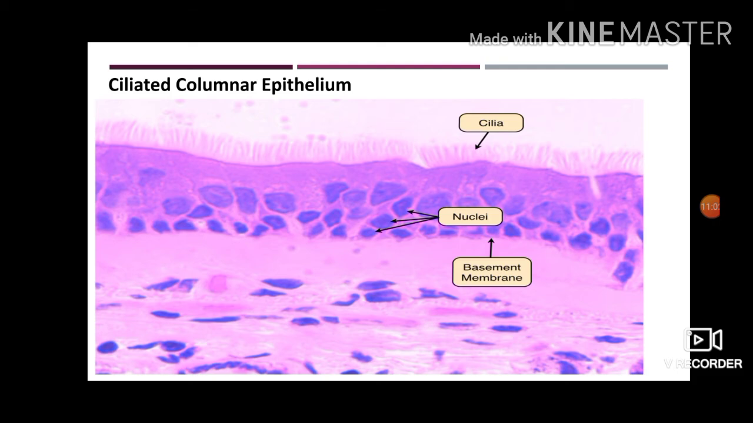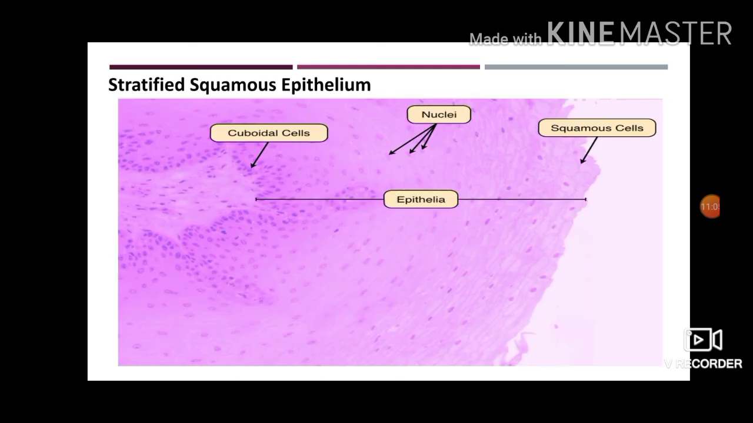Getting? Okay, now moving to our next slide, that is stratified squamous epithelium. Previously we learned about the simple squamous epithelium, right? That has only one kind of cells. The cells are very flat, and the main function of those cells is diffusion and secretion, right? Now this tissue is called stratified squamous epithelium. Stratified means layer over layer, or we can say multiple layers of cells.